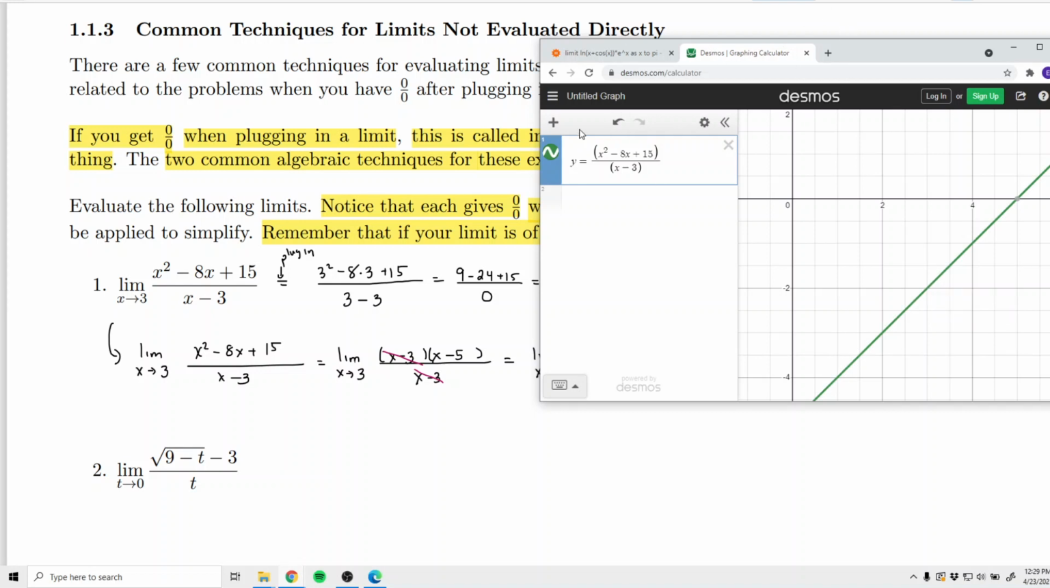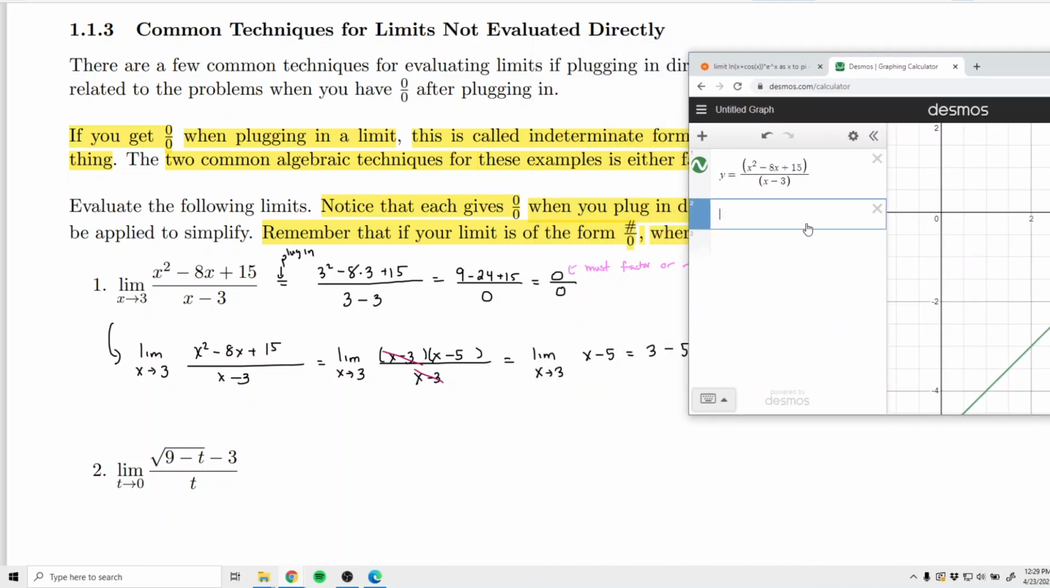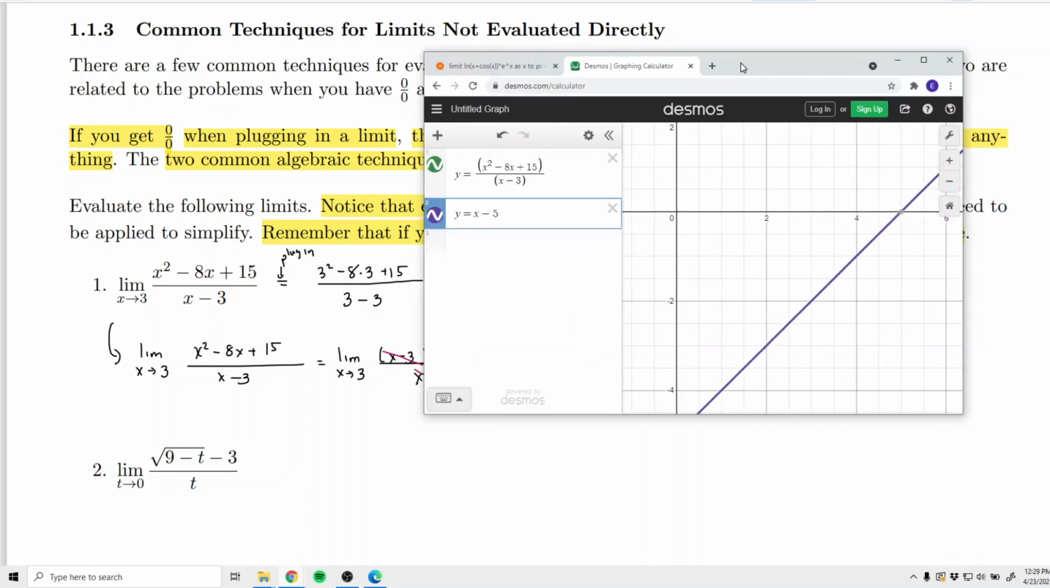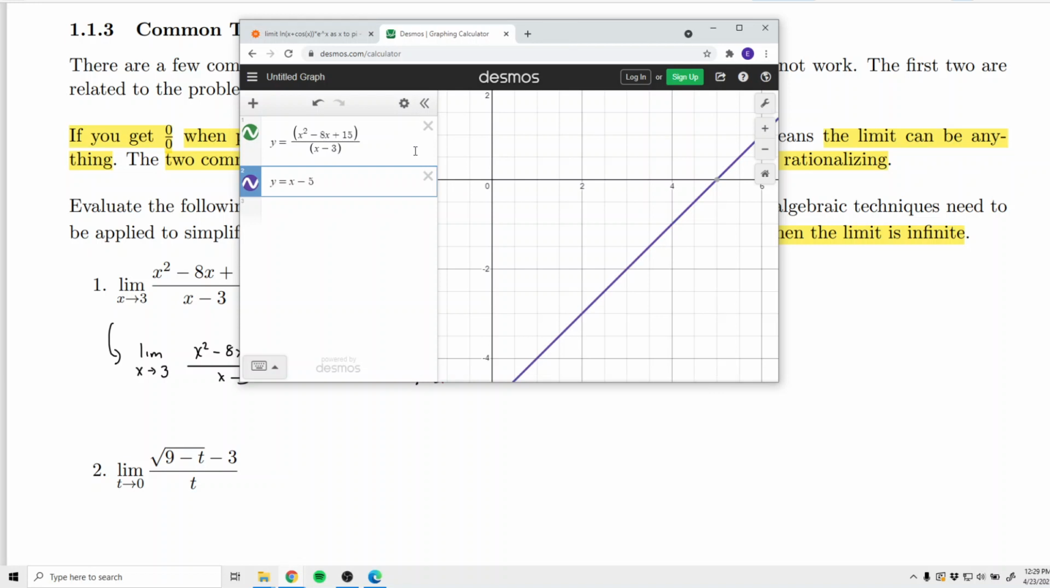Okay, so this thing is undefined because we're dividing by 0. Now what if we just graph the thing after we canceled? So y equals x minus 5. Well, what you want to notice is it literally went right on top. So if I click back on the green, it's right on top. The purple is our x minus 5. It's the same graph.